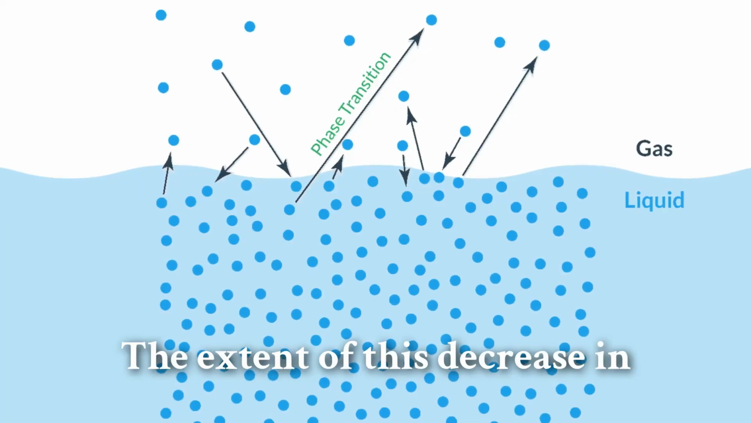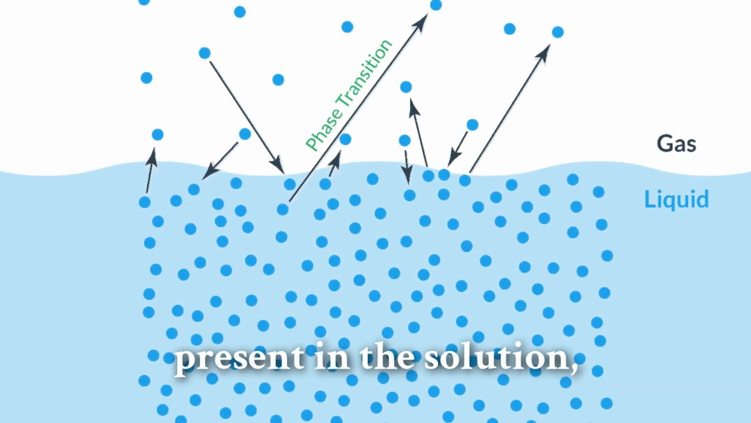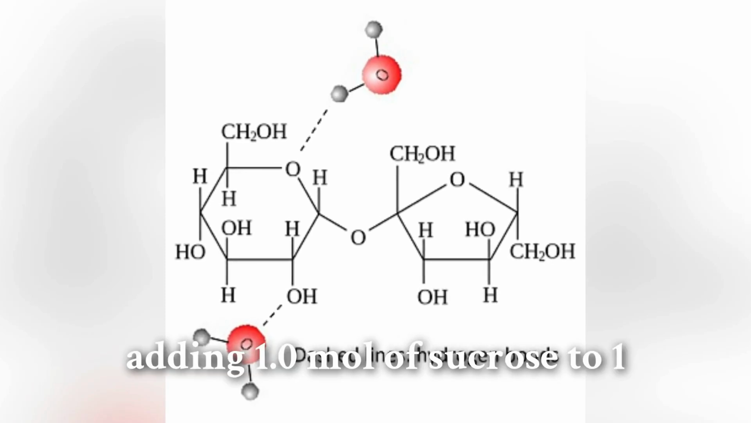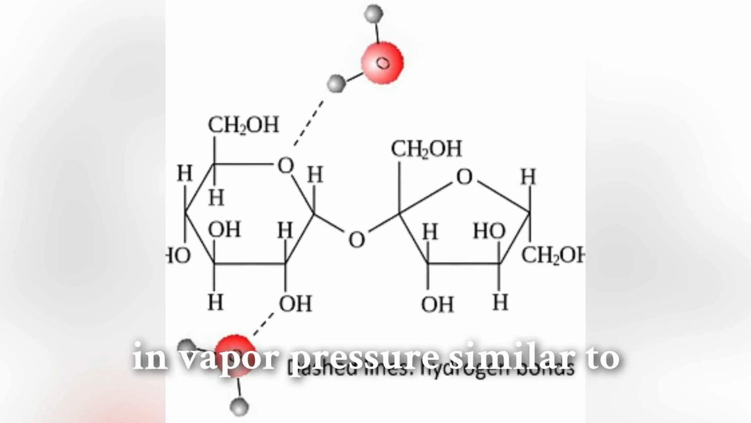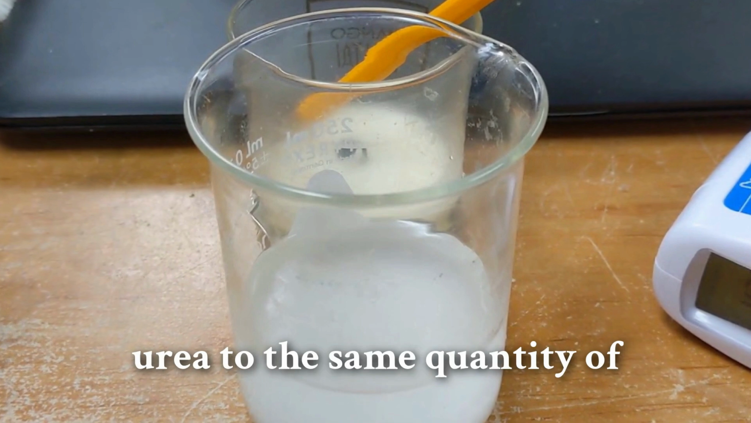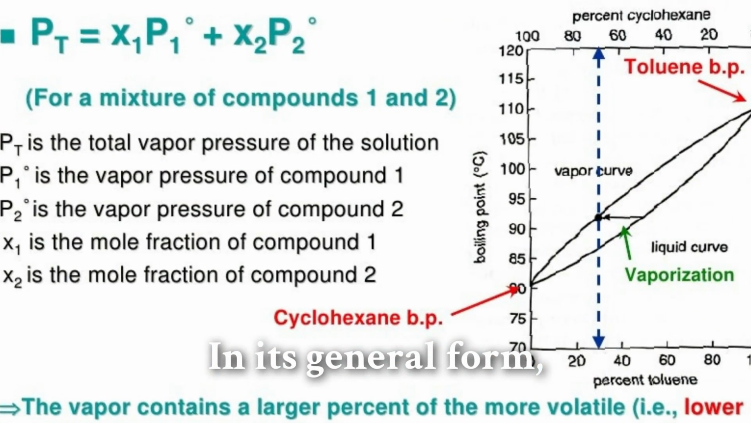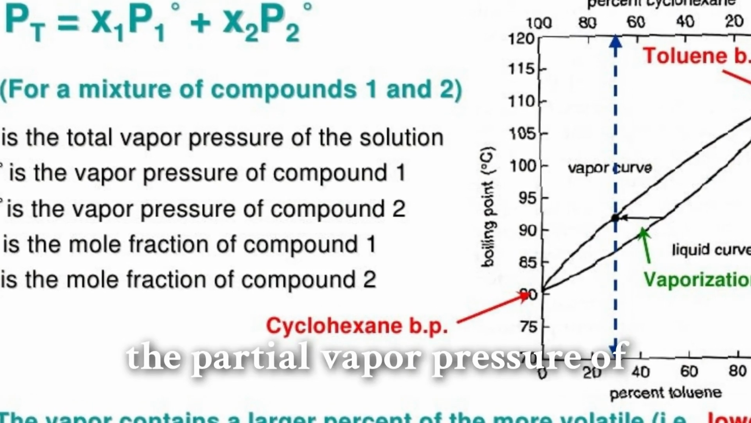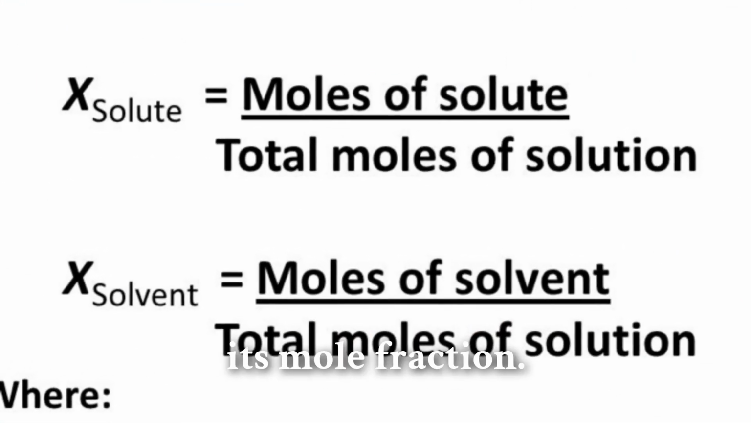The extent of this decrease in vapor pressure depends on the quantity of non-volatile solute present in the solution, regardless of the solute's nature. For instance, adding 1.0 mole of sucrose to 1 kg of water produces a decrease in vapor pressure similar to that caused by adding 1.0 mole of urea to the same quantity of water at the same temperature. In its general form, Raoult's law states that for any solution, the partial vapor pressure of each volatile component is directly proportional to its mole fraction.